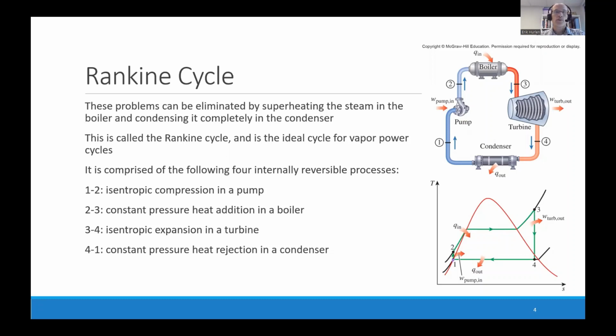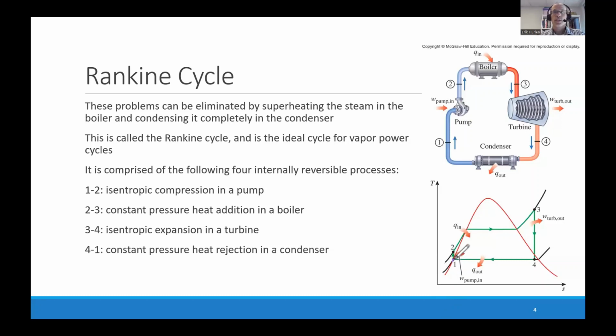This consists of 4 internally reversible processes. First, an isentropic compression of liquid water through a pump from 1 to 2. Then, a constant pressure heat addition in a boiler from 2 to 3, which turns the liquid water into superheated steam. Third, we have isentropic expansion of the steam in a turbine from 3 to 4. As usual, this is where the power is generated from this cycle. And finally, the steam goes into a condenser, where it is turned back into liquid water from 4 to 1.